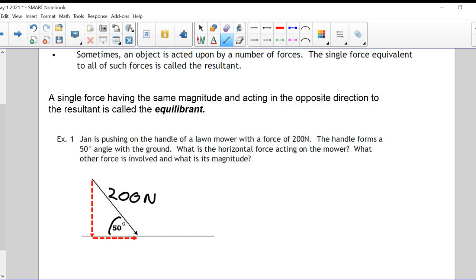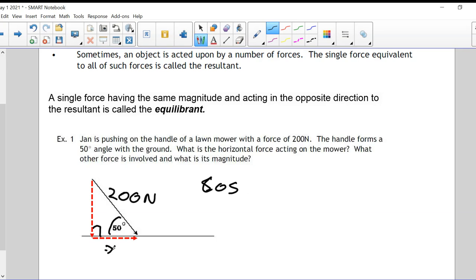And we're asked to find the magnitude of those two forces. Okay, well, that sounds and that should look very much like a simple SOHCAHTOA question. There's a right angle here. So I should be able to find the horizontal force by just simply using the cosine. Just remember SOHCAHTOA, cosine is adjacent over hypotenuse.